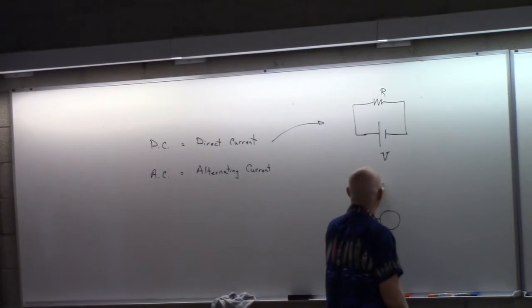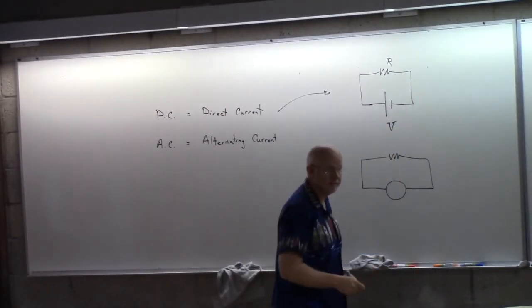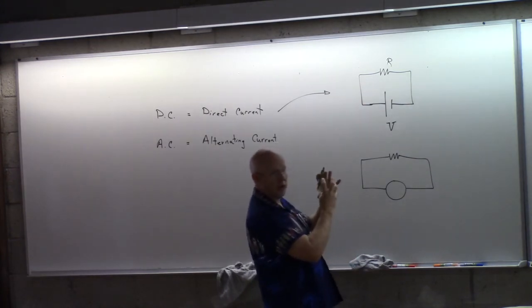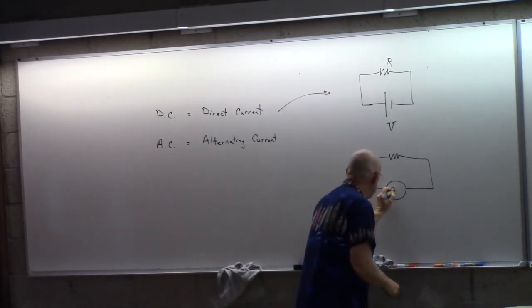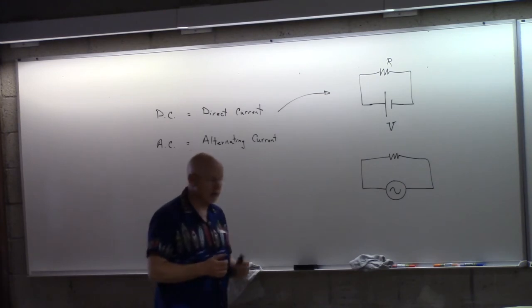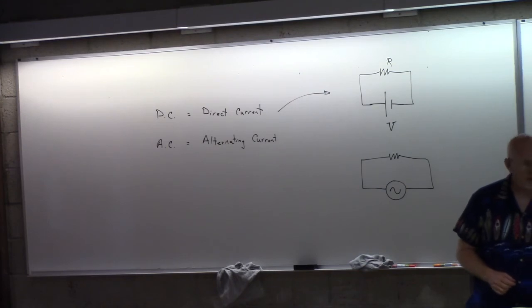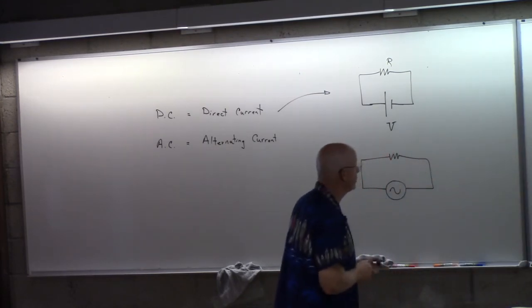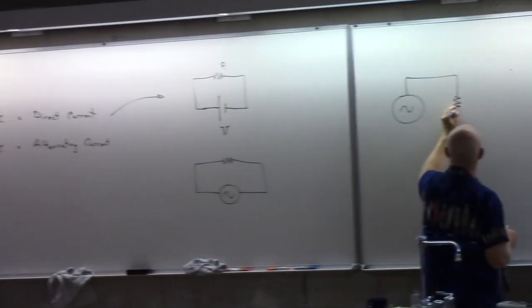In place of the symbol for the battery, we'll put a little round object, like a moving magnet on a wheel, and we'll put a little squiggle in it, a little tilde, to indicate here is our alternating current or alternating voltage.